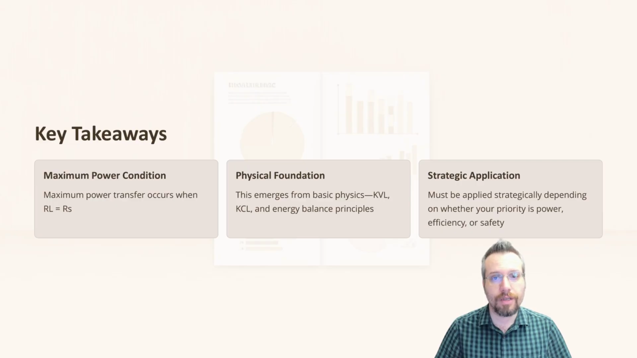To summarize, maximum power transfer occurs when load and internal resistors are equal. This emerges from basic physics, KVL, KCL, and energy balance. The theorem is powerful, but must be applied strategically depending on whether your priority is power, efficiency, or safety. You've now seen how physical intuition, mathematical proof, and practical examples all lead us to this elegant and universal engineering principle.